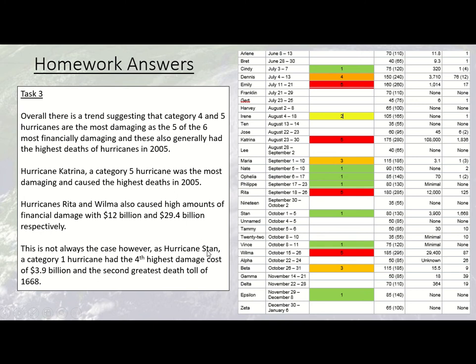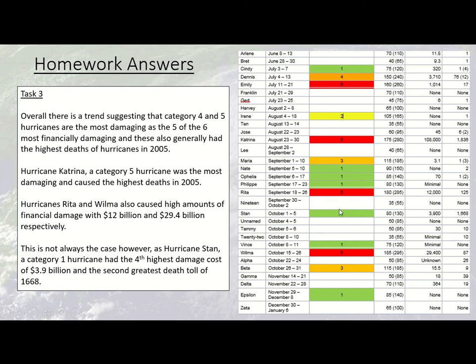Hurricane Stan, category 1, had the 4th highest damage cost and the 2nd greatest death toll. The reason for that might be that it hit a country that had just been hit by another difficult hurricane. After Rita, maybe that created damage which, in the space of about another week, because that's really when Stan hit, they hadn't managed to repair or recover in time, and so Stan came along and really put the nail in the coffin for a lot of people trying to recover from Hurricane Rita.